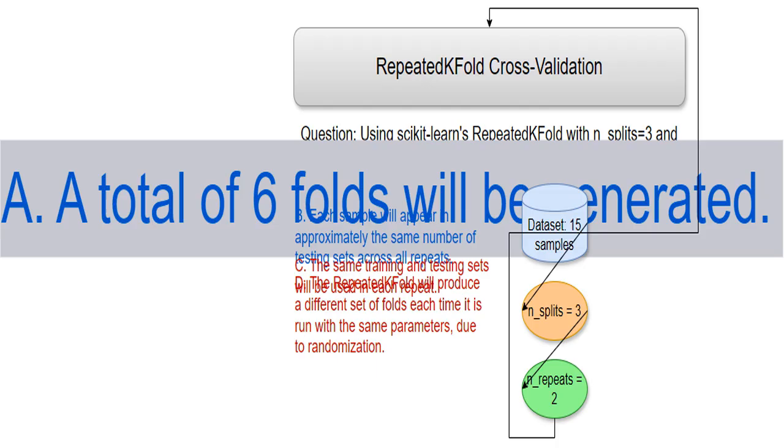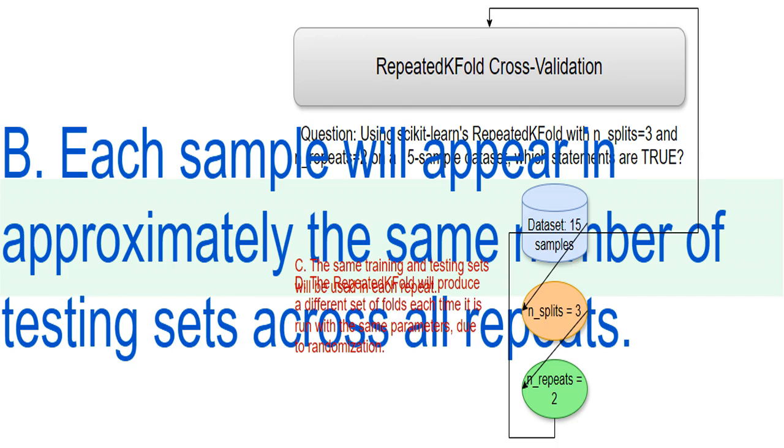RepeatedKFold aims for a fair division of data points. Each sample will appear approximately the same number of times in the testing sets across the repetitions. The idea is that your model gets fairly tested with each data point. Nope, that's not quite right. I reuse the same data splits for each repetition to ensure consistency and better evaluation.